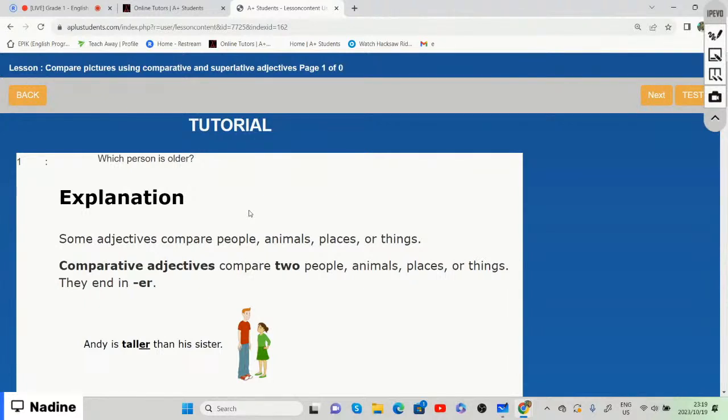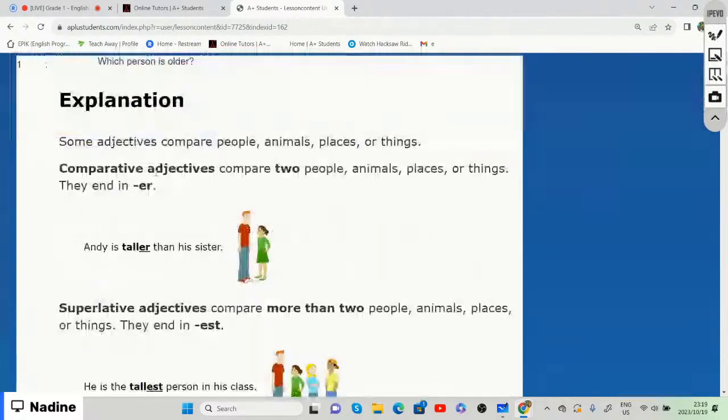So when it comes to adjectives, once again, a breakdown of the two different adjectives that compare. We said we have a comparative adjective and we have a superlative adjective. We said some adjectives compare people, animals, places, or things. The comparative adjective compares two people, animals, places, or things, and we said this ends in er. There we made an example of Andy, who is taller than his sister.